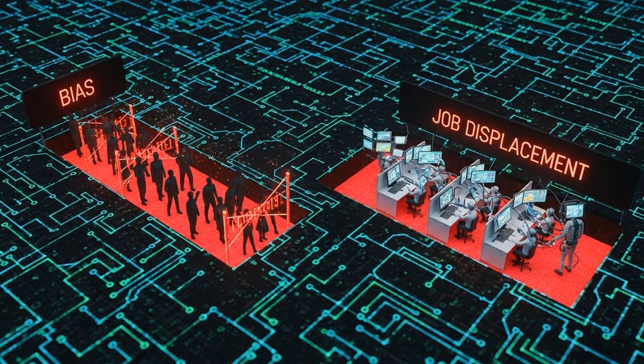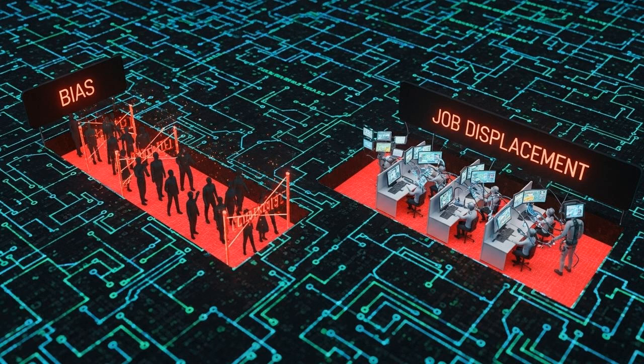Addressing this requires a massive effort to build more diverse and representative training datasets and to develop methods for auditing and correcting bias in AI models. Then there's the question on everyone's mind: what about jobs? The potential for generative AI to automate a wide range of cognitive tasks has raised fears of widespread job displacement. While some experts believe AI will mostly augment human abilities and create new types of jobs, others predict significant job losses, especially in fields that involve routine cognitive work. The reality will likely be a complex mix of both.